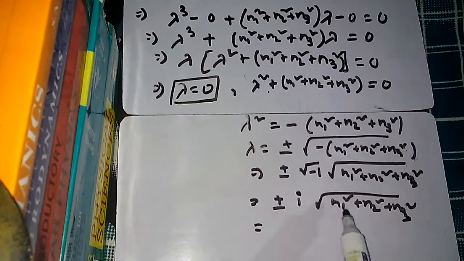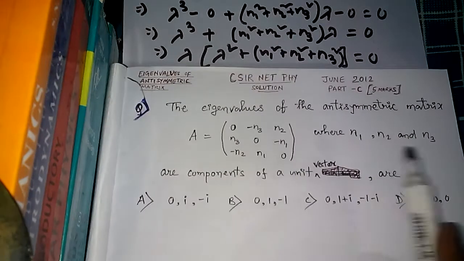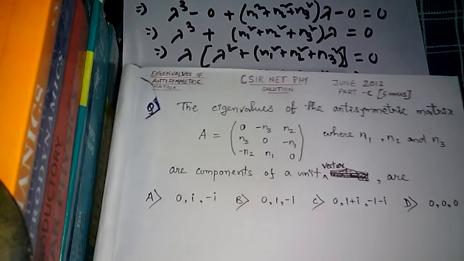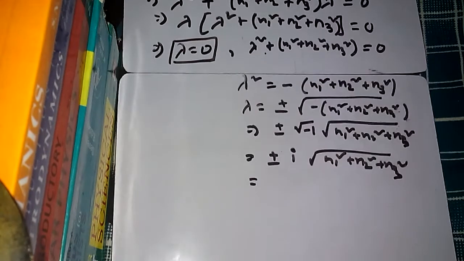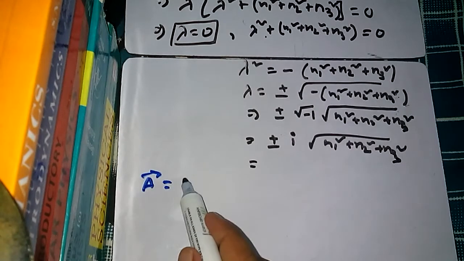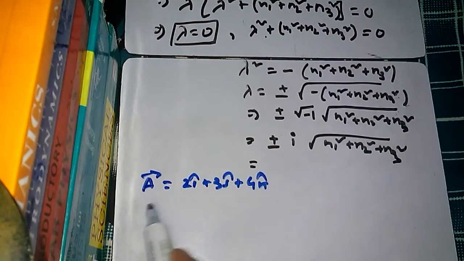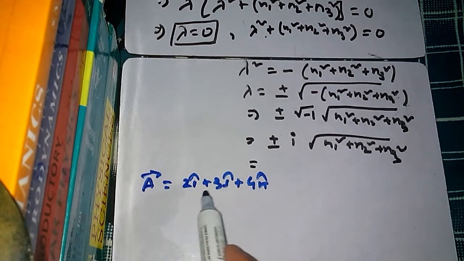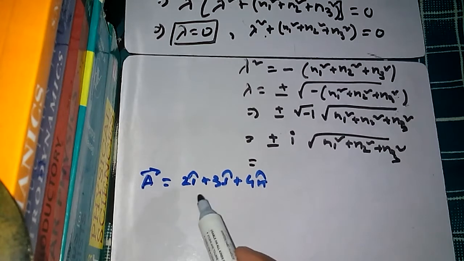Why do I say so? This is because it has been told in our problem that n1, n2, n3 are components of a unit vector. Now when these are components of a unit vector, root over n1 square plus n2 square plus n3 square has value 1. Now how do I say that? Suppose we have a vector A, it is 2 i cap plus 3 j cap plus 4 k cap. Then 2, 3 and 4 are the components of vector A but not the components of a unit vector. But in our problem it has been said that they are components of a unit vector.